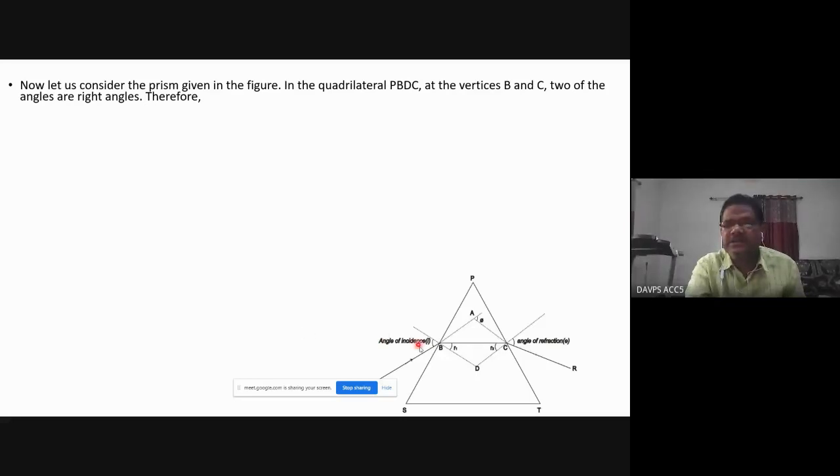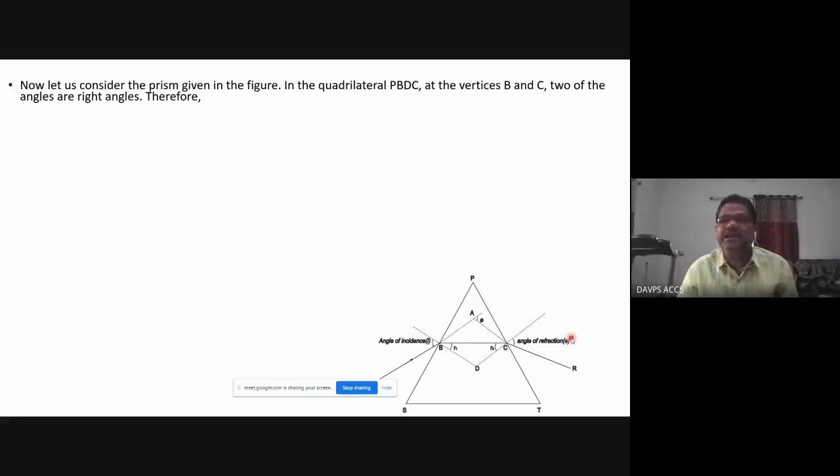Just look at your diagram here: angle of incidence, angle of refraction R1. R2 is the angle of incidence for the second surface, and the angle of emergence is E. Emergent, or angle of refraction, you can also call it. Now let us consider the prism given in the figure.